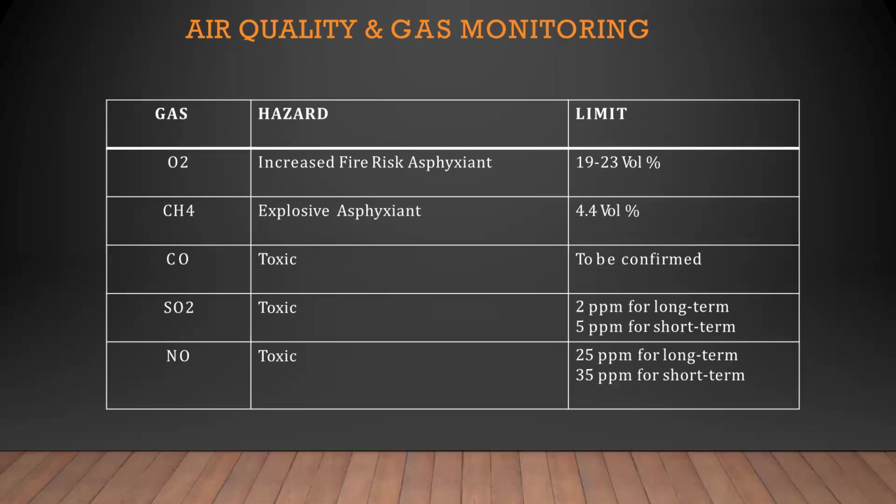These are all the gases we can monitor and measure in the tunnel site. Oxygen should be within the limit of 19 to 23 volume percentage, methane 4.4 volume percentage, carbon monoxide to be confirmed at the site, sulfur dioxide 2 ppm for long term and 5 ppm for short term, nitric oxide 25 ppm for long term and 35 ppm for short term.